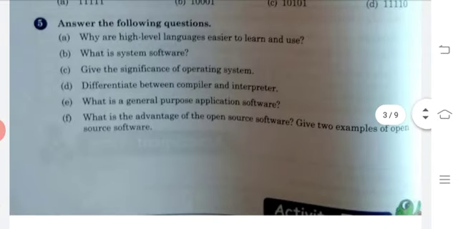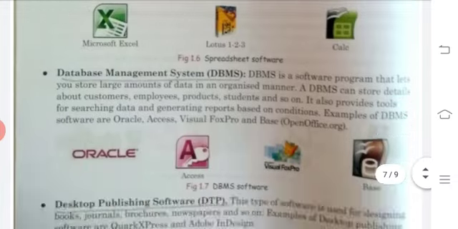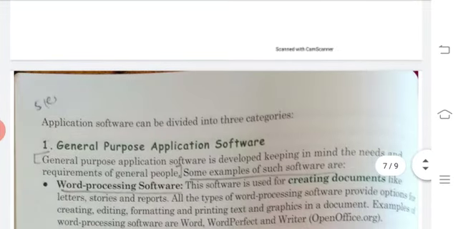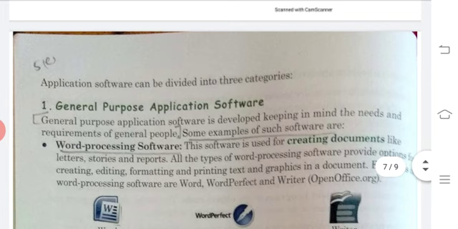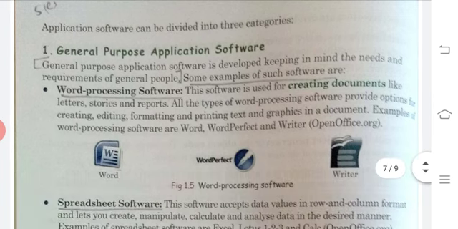question number E. What is the general purpose application software? Your answer will be here. The general purpose application software is developed keeping in mind the needs and requirements of general people. Some examples of such software are word processing software. So you can write only word processing software. Explanation is not necessary. Okay.